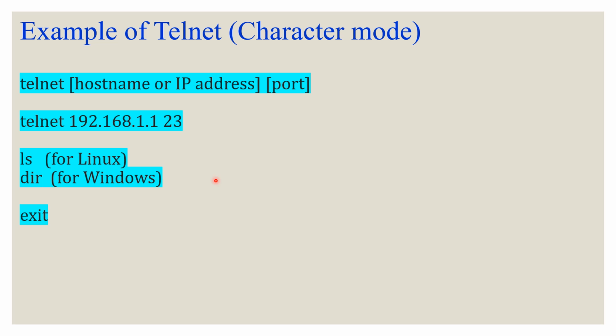The fourth step is executing commands. Now that you are logged in, you can execute commands just as if you were physically at the server. For example, to view the directory contents, you might type ls for Linux, or dir for Windows. Then press enter to see the files and directories in the current location.